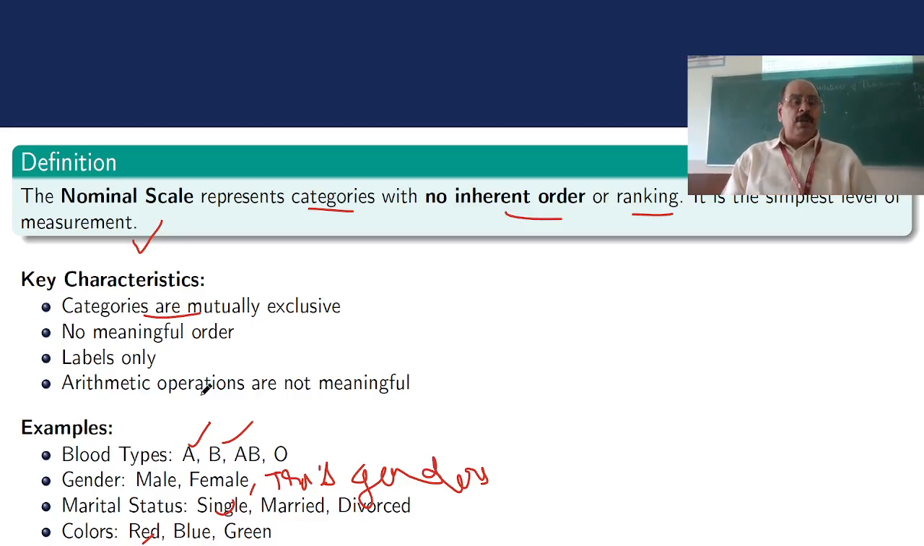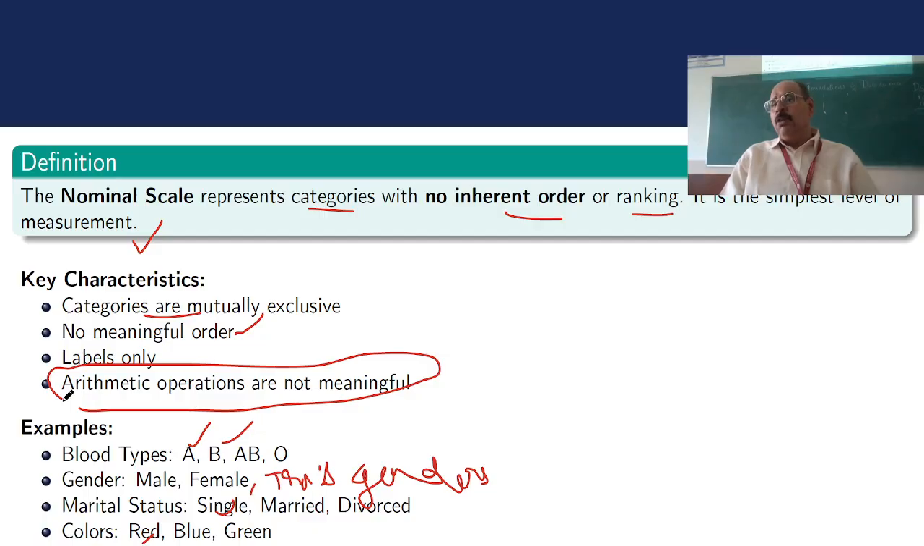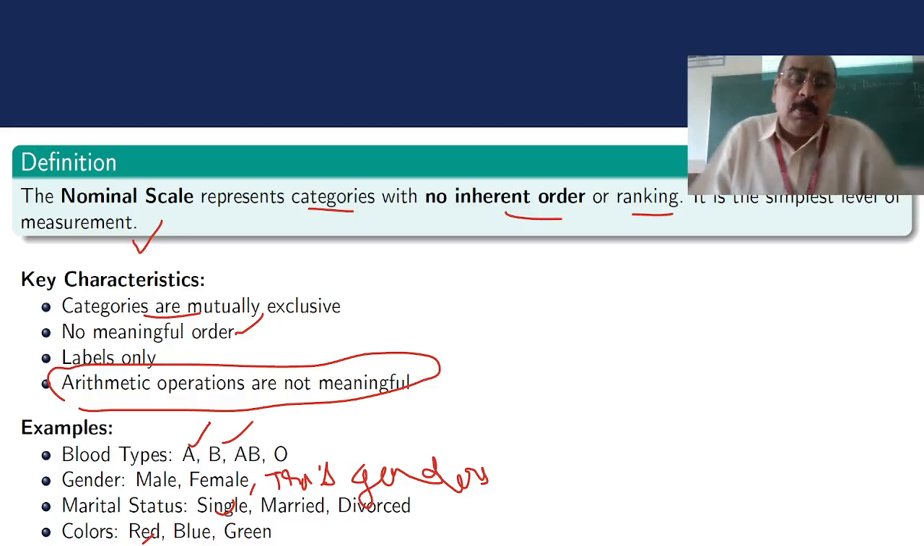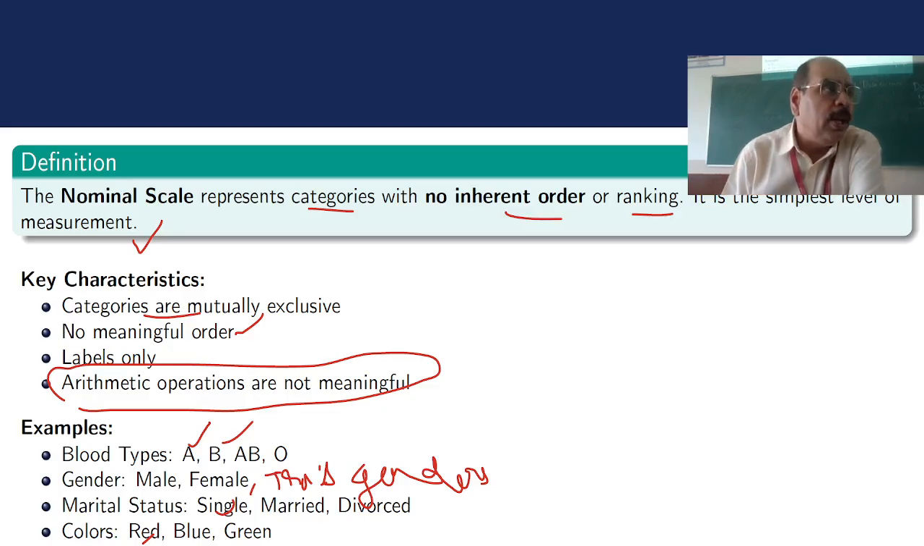You don't have any particular meaningful order for this. All data is simply labeled. You cannot do any major calculations with arithmetic operations. Of course, we find the probability, but there are no major arithmetic operations which are really meaningful. That's not very useful.